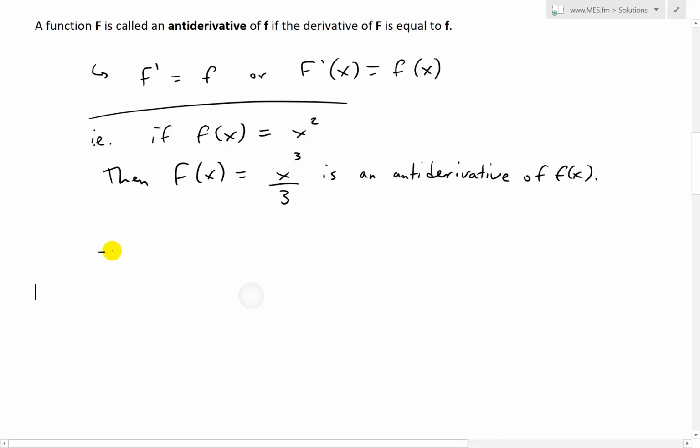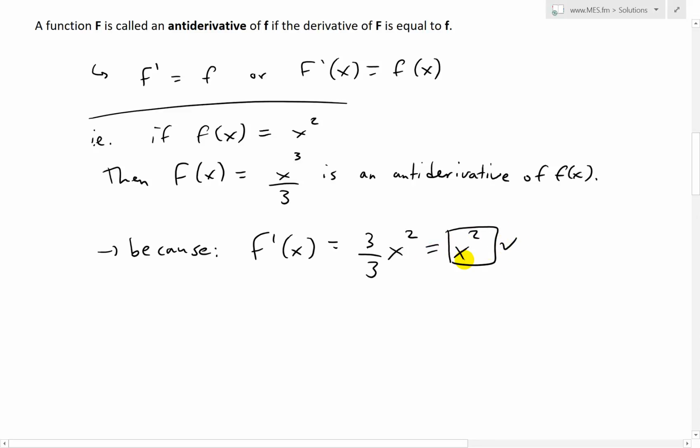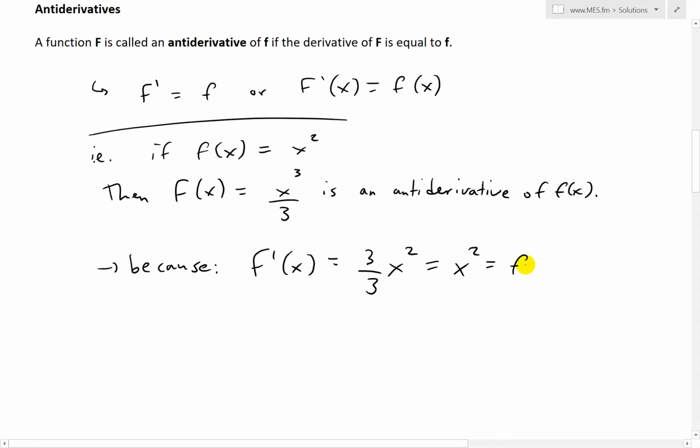And this is because we just take the derivative of this, F prime of x. The derivative of x cubed, the 3 goes down, so 3 over 3, because there's a 3 there. And then you subtract the power, x squared, this cancels, that's just x squared. So there's our answer, and that equals f of x, which is right over here.